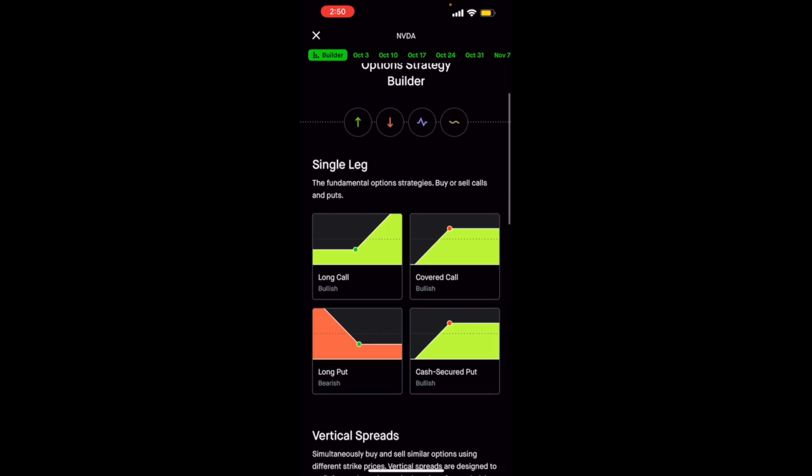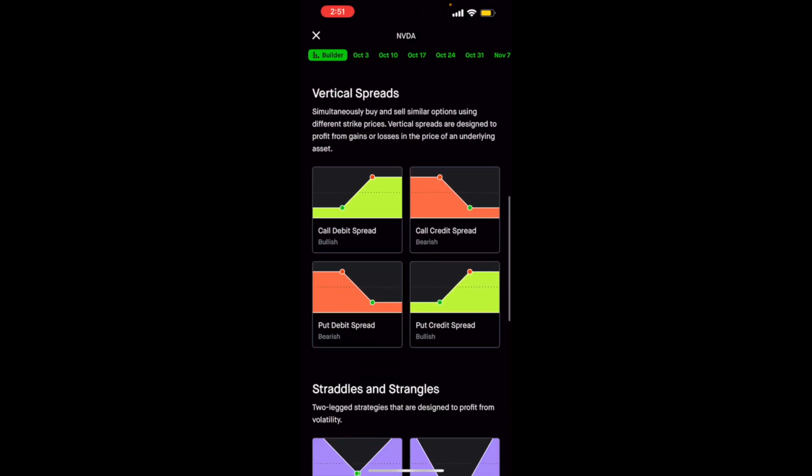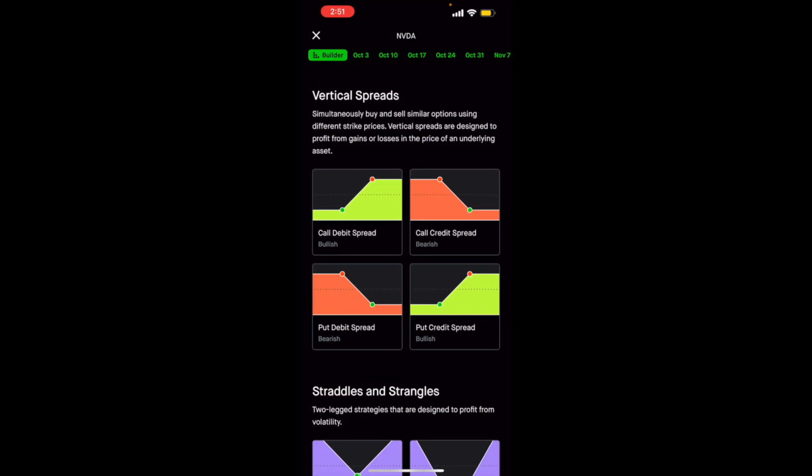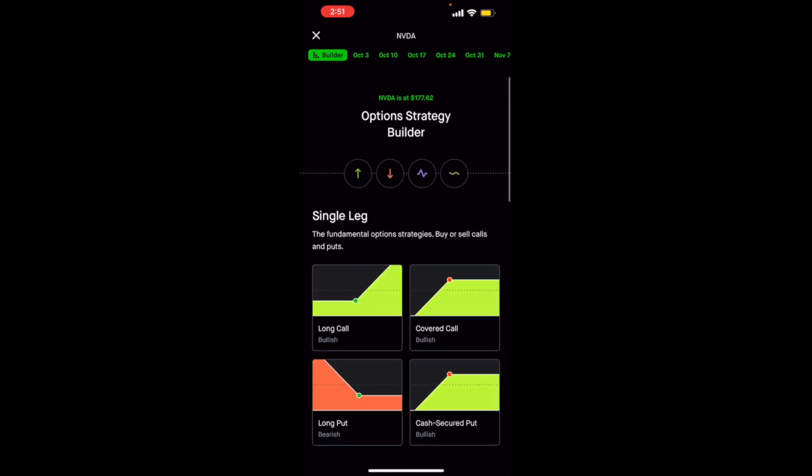Now, I don't use these four boxes where it says single leg. You got long call, covered call, long put, cash secured put. You got vertical spreads. Those are more advanced strategies. But let's just say I wanted to place a trade.